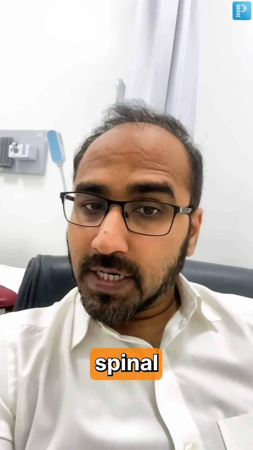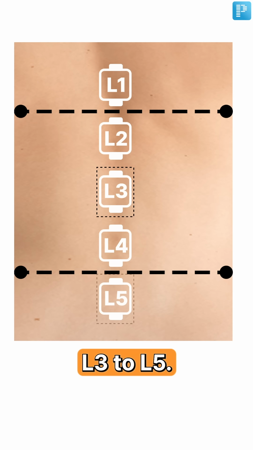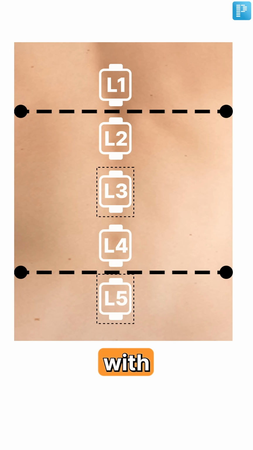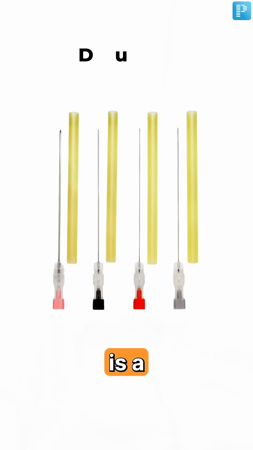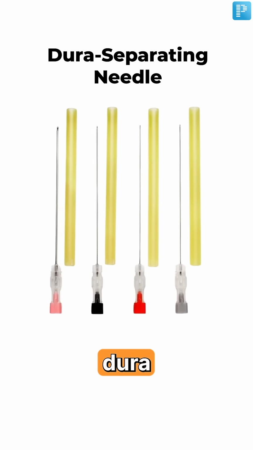What is the site for spinal anesthesia? It is basically the L3 to L5. How will you identify? With the help of Tuffier's line. The needle that we introduce for spinal anesthesia is a dura separating needle, a thin bore dura separating needle.